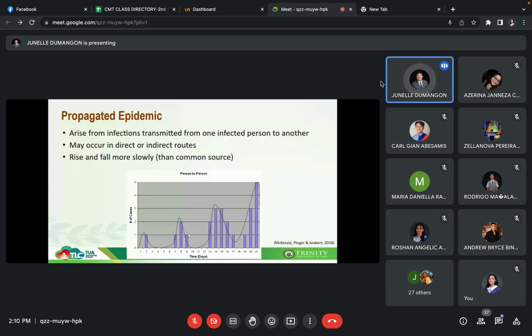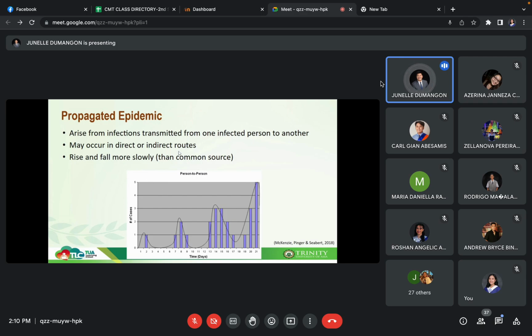Afterwards, their family members did not know that it was COVID-19, and so they went to their work. They went to school. They went to their jobs, diba? And so more people were getting infected. And these people who got infected will go home to their families as well and infect more people. So that is propagated epidemic, spreading it from one person to another.